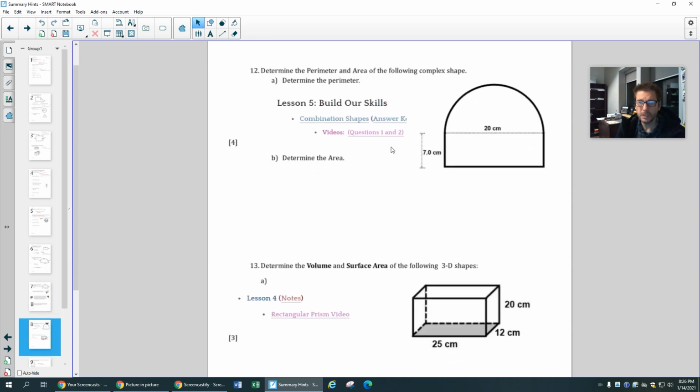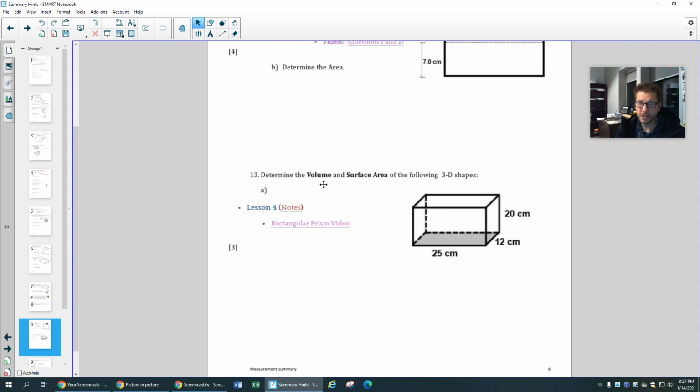Question 12, we did a question like this. It was more complicated. It was the pill video or the combination shape. So again, check out the answer key for that or watch the video. It's about having half a circle and a rectangle. But remember, perimeter is just the outside edge. Don't go across the middle in this one.